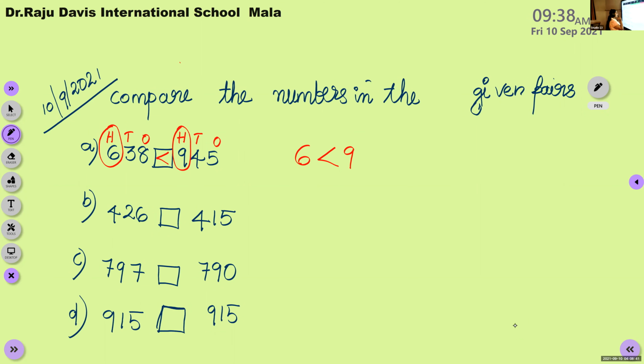Okay. We have to count the number of digits. So here, both numbers have how many digits? Three digits. So the number of digits are equal. If the number of digits are equal, what do we have to do next? We have to compare the hundreds.